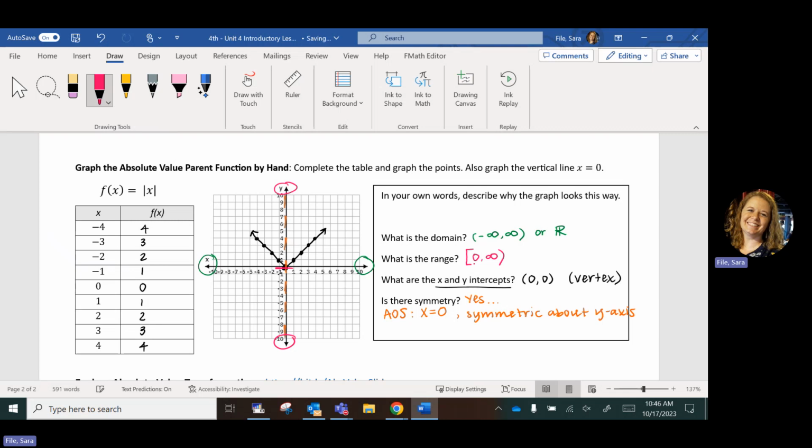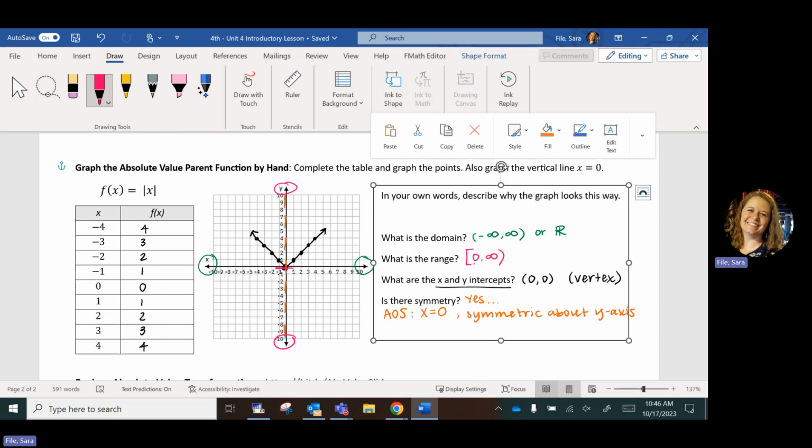Now, this other part above that says, in your own words, describe why the graph looks this way. I'm going to leave that to you. I'm going to let you put it in your own words. If you want to explain that all of the outputs are positive, because absolute value is always positive.